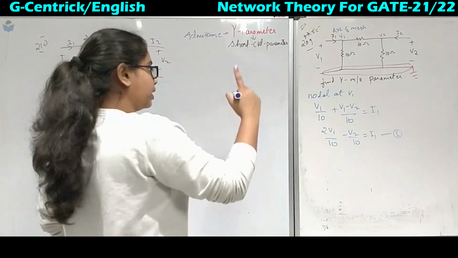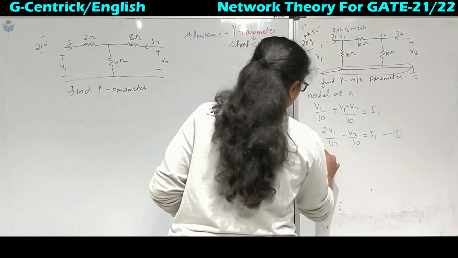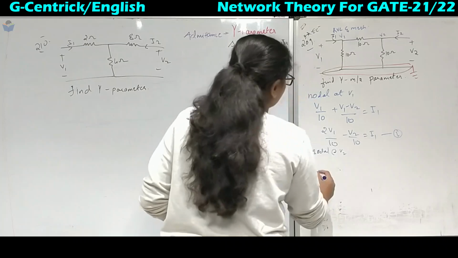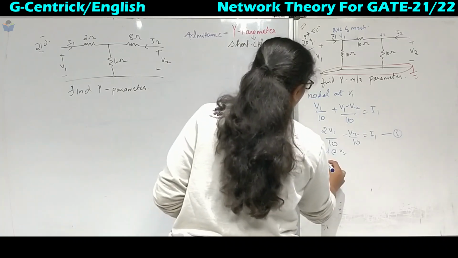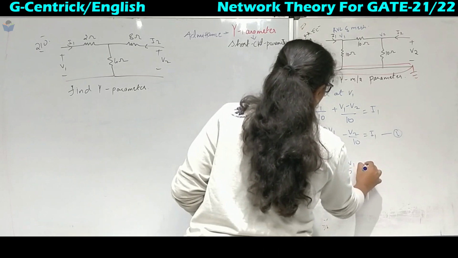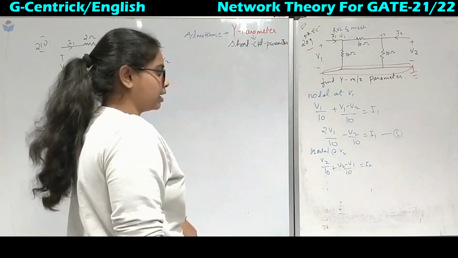Next we apply nodal at V2. We again get V2 by 10 plus V2 minus V1 over 10 equal to the incoming current, that is I2.